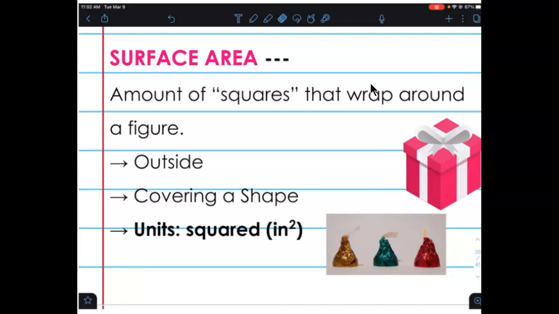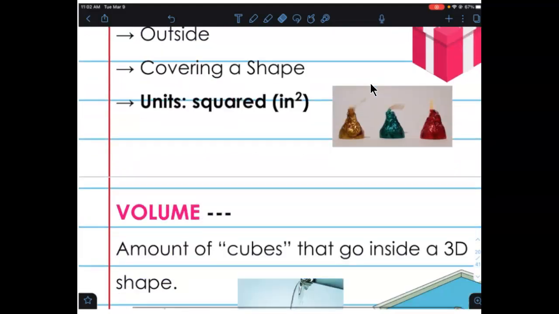A lot of times we talk about covering things, so like on the Hershey Kisses, the tin foil around it, that would be the surface area. On a gift, it would be the wrapping paper around it. And since it's still area, it's just the area of the outside of the three-dimensional figure. We're still going to use units squared.